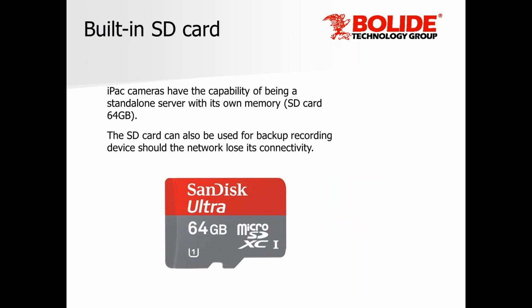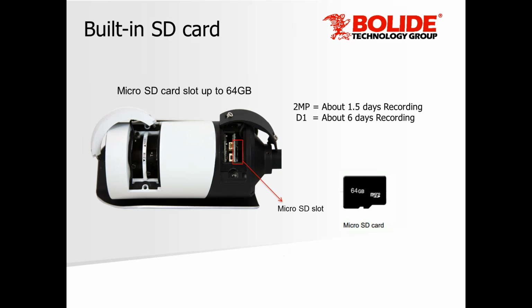Here's the beauty of all of our iPac cameras, is that each camera can be used as a standalone server if need be. That meaning that you don't need an NVR to record. The camera does it itself on board with an SD card up to 64 gigs. Also, if you lose network connectivity, you know that that camera is still recording because it has the SD card on board.